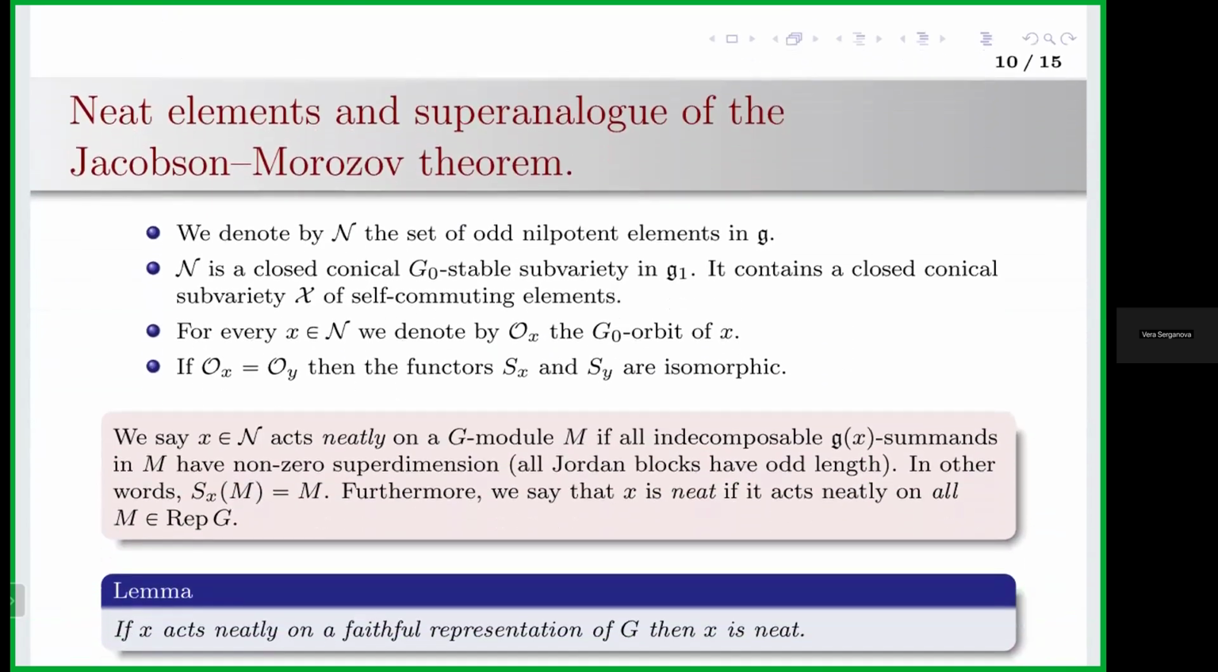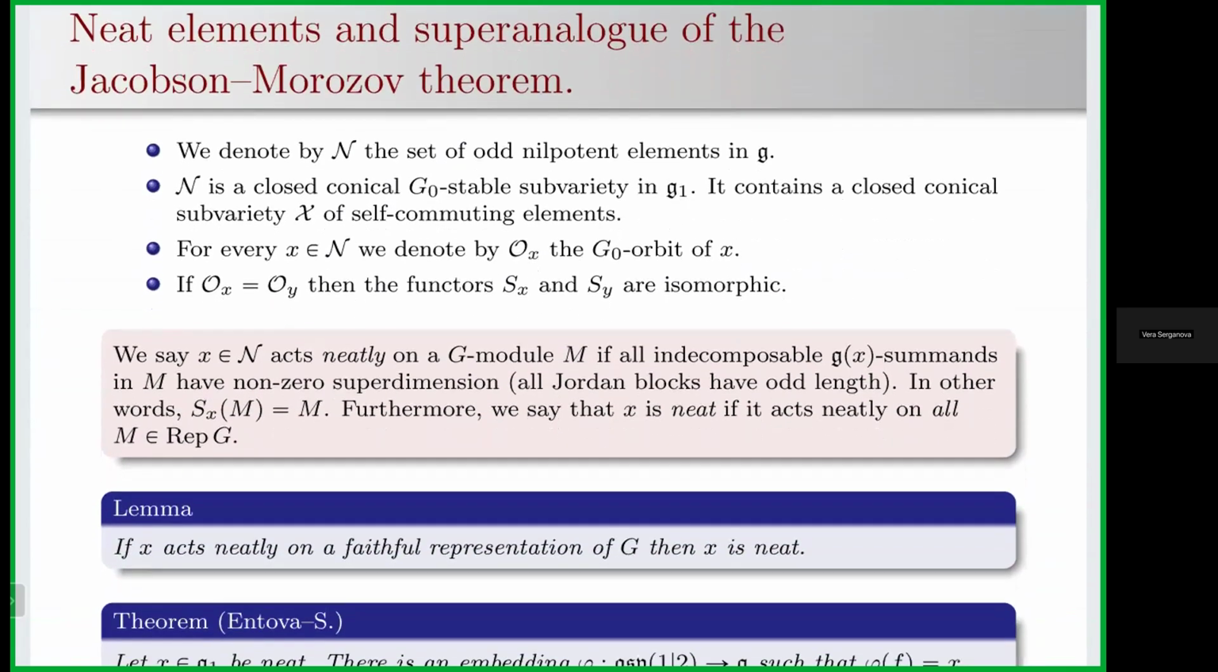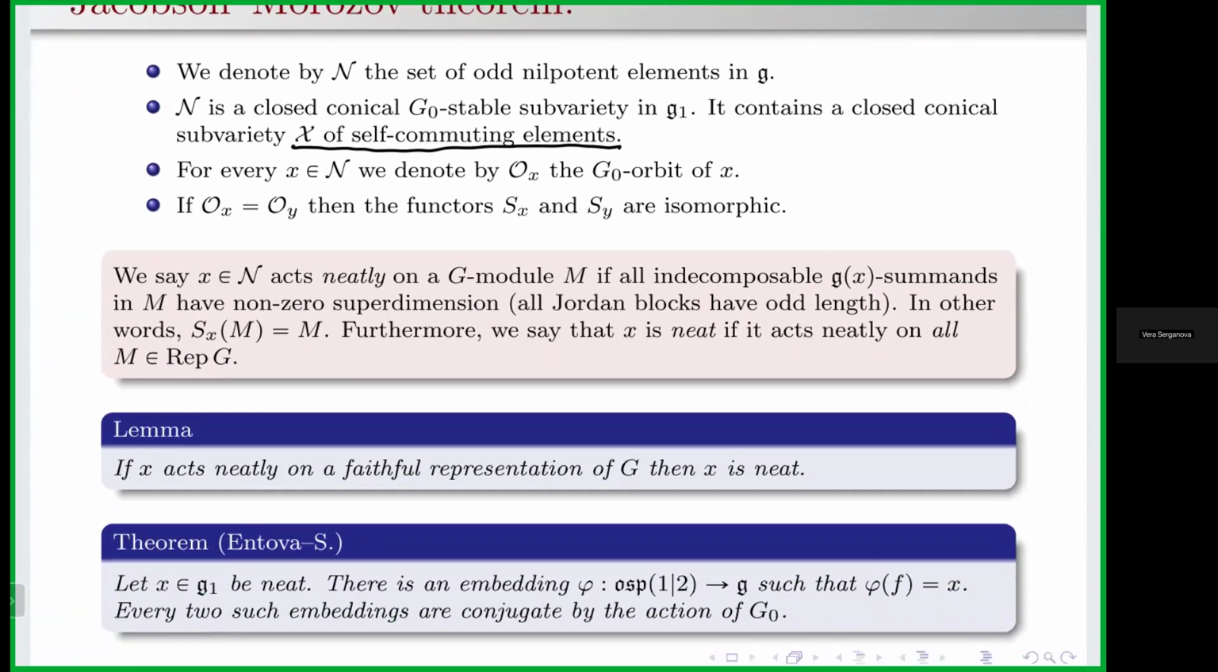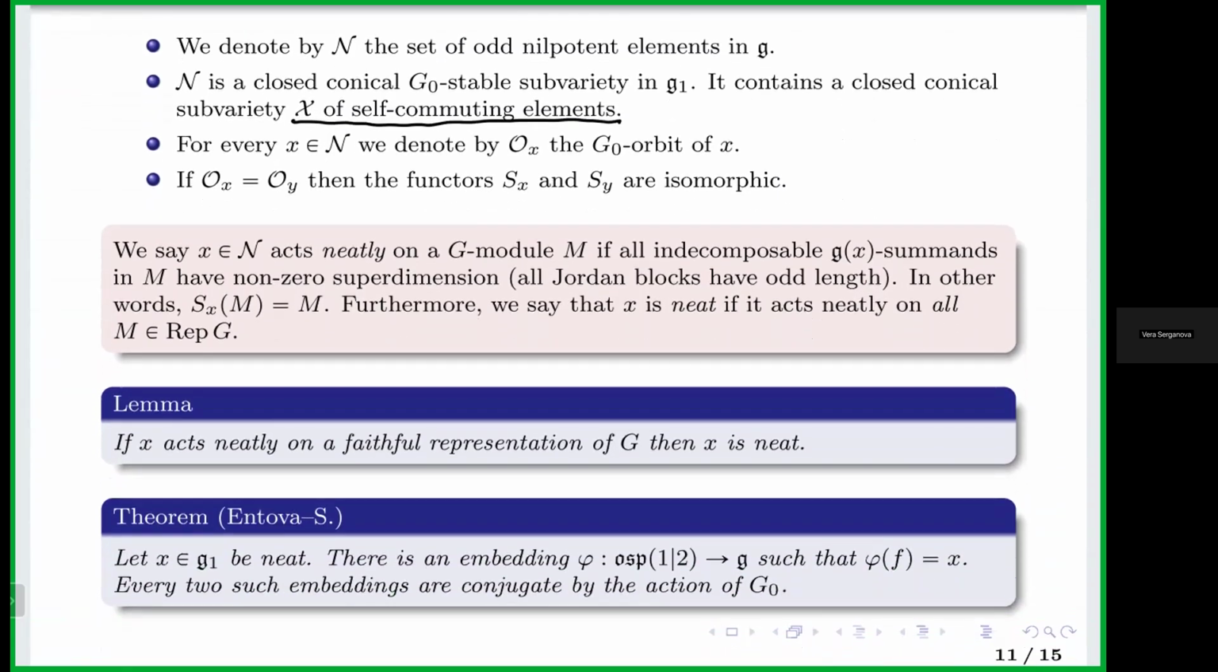So now, very quickly, I'm going to the case of neat elements and the super analog of the Jacobson-Morozov theorem. We consider the ideal of nilpotent elements, and inside it, it's a closed G0-stable conical variety. Inside it, I consider another cone of self-commuting elements. For every x, we denote by OX the G0 orbit of x.